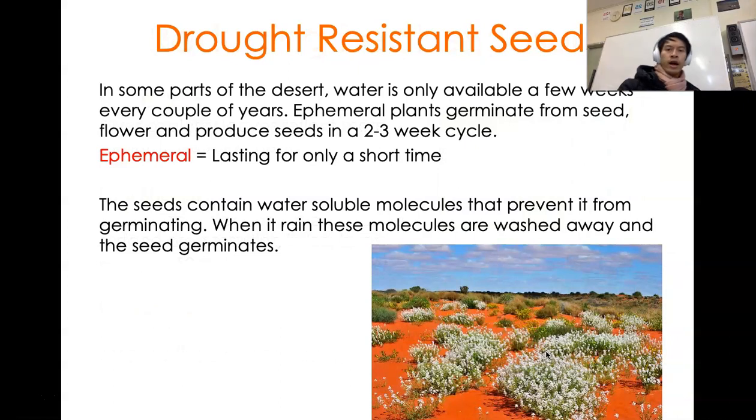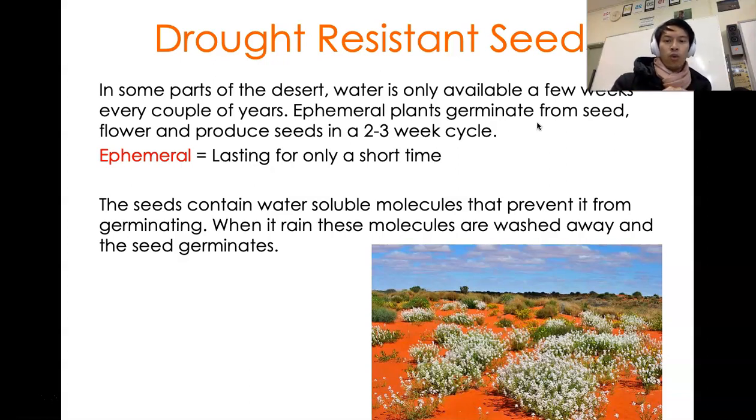And then finally, desert plants often have drought-resistant seeds that are adapted especially for when water availability is only there for a couple of weeks of the year. These plants are what we call ephemeral plants. Ephemeral means that it only lasts for a short period of time. And so these ephemeral plants will germinate from seed, flower, and produce new seeds within this 2 to 3 week cycle, much like the drought-resistant seeds of the brine shrimp, right? But they're just the plant equivalent, right?